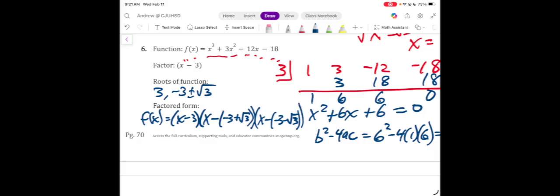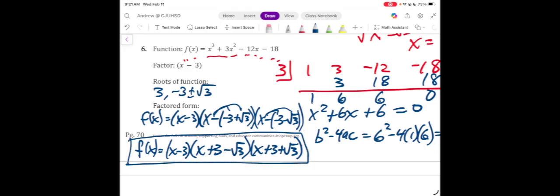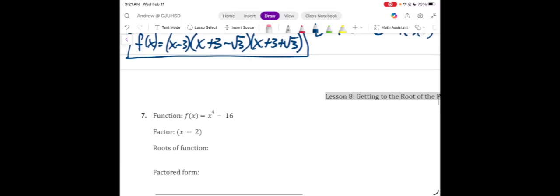Now, you probably wouldn't see that in the back of a textbook or an answer key. They probably would distribute the negative here and here. So a better answer might be, okay, x minus 3 and then x plus 3 minus root 3 and x plus 3 plus root 3. And that's what I would expect an answer key to show. All right, let's keep going here. We got a few more.